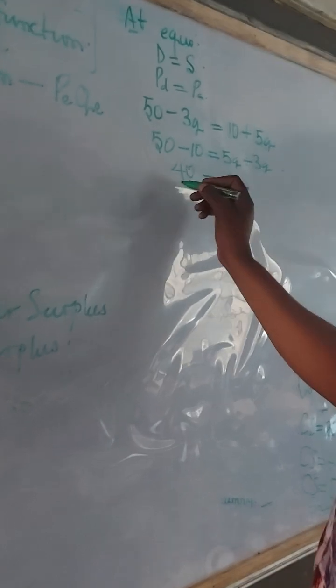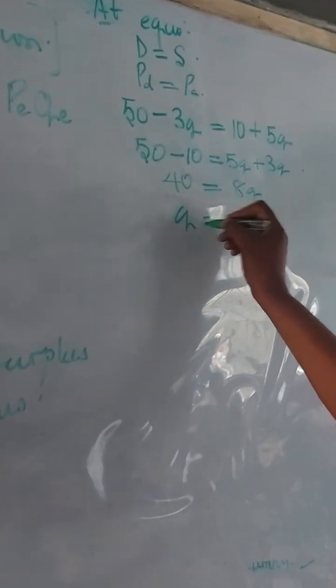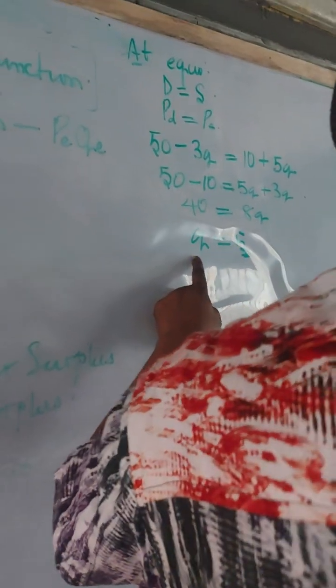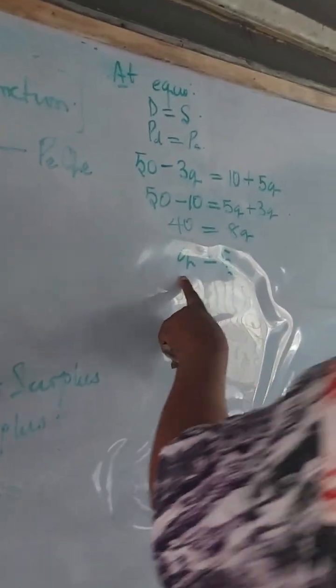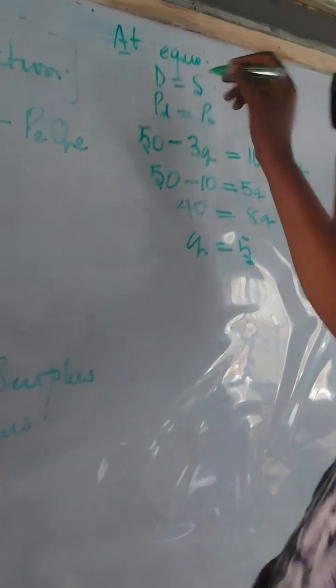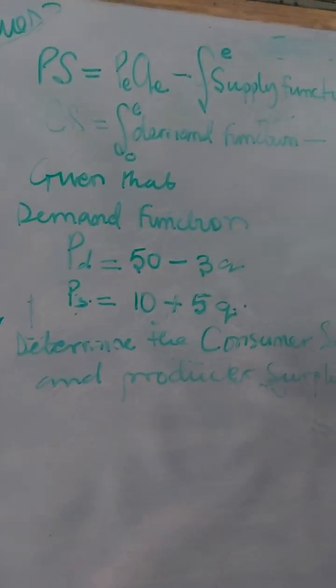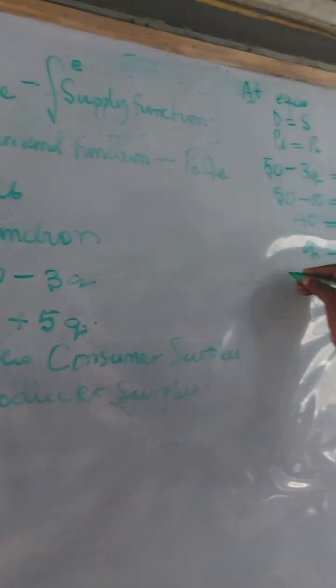Divide both sides by 8. So what do you have? Our Q therefore will be 5. So this is the equilibrium quantity. Now you have to substitute into either the demand function or the supply function. So let's substitute to find our P.